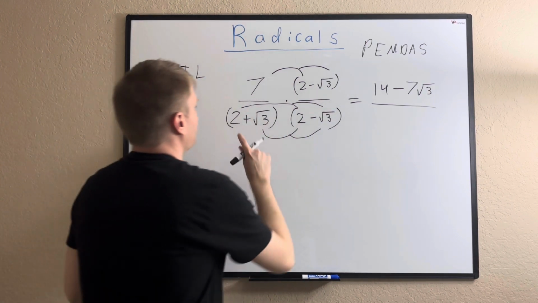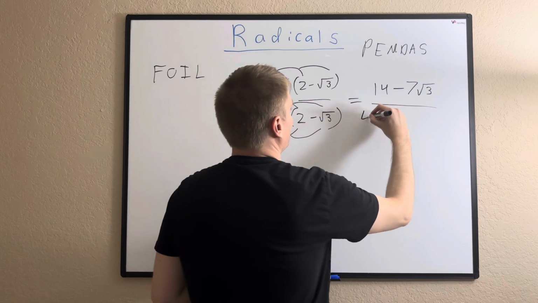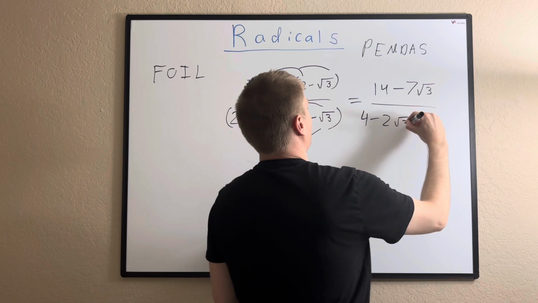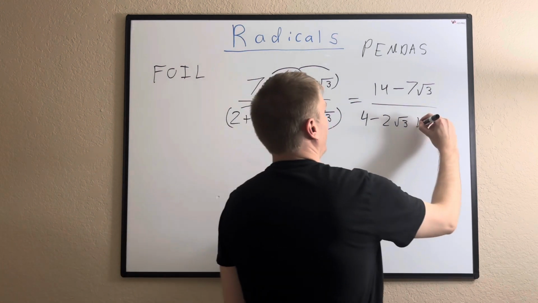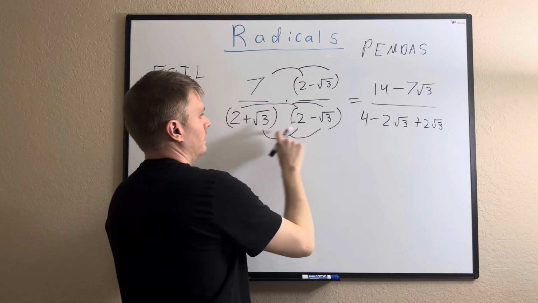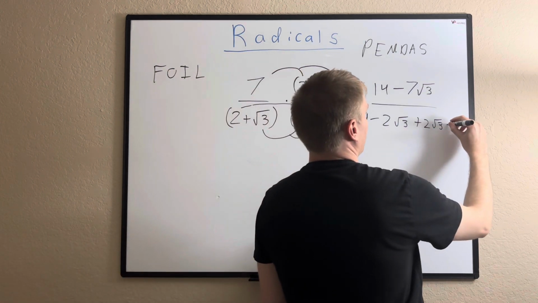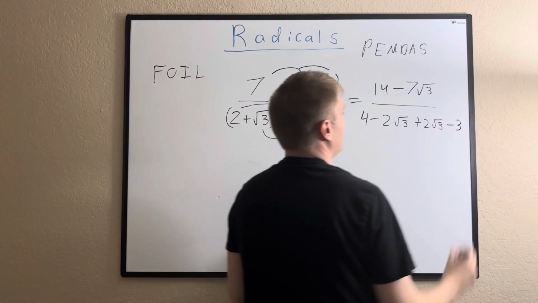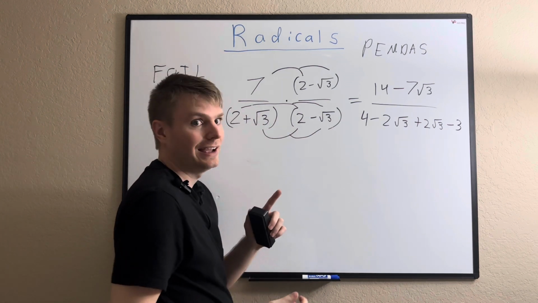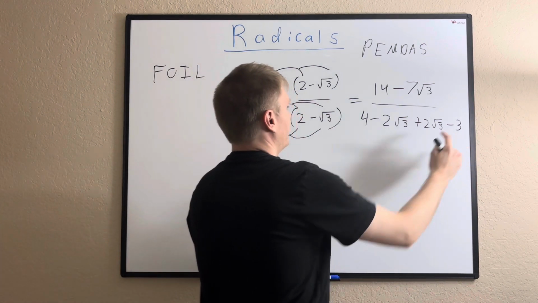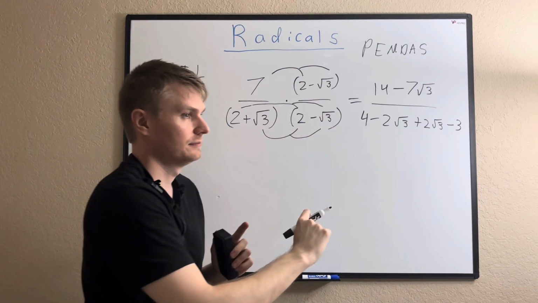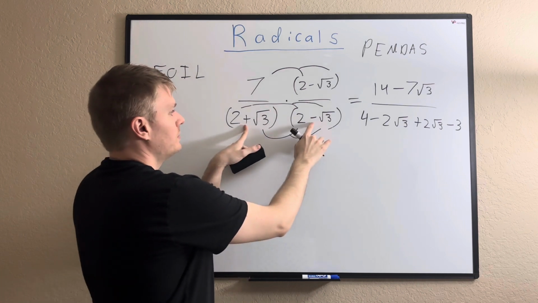If you just remember that concept, then FOIL makes perfect sense. So 2 times 2 is 4. 2 times negative radical 3, negative 2 radical 3. Radical 3 times 2, positive 2 radical 3. Radical 3 times negative radical 3, negative 3, right? Because radical 3 times radical 3 is radical 9. Radical 9 is just 3 times negative 1. That's why it's negative. But do you see why those two signs are different?